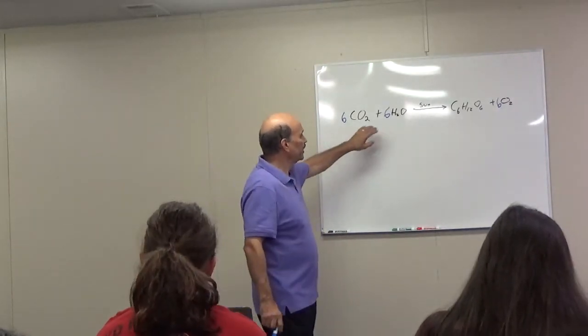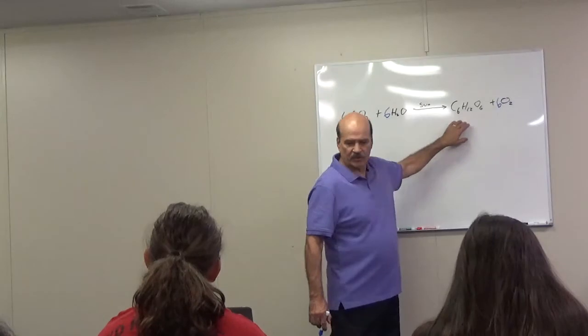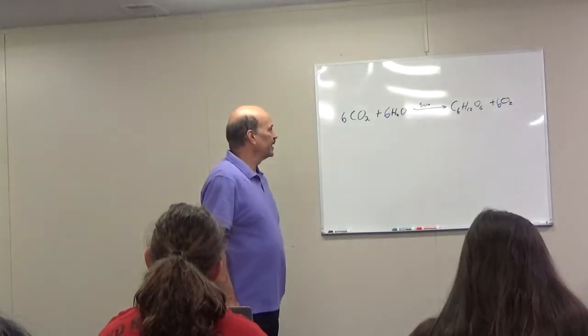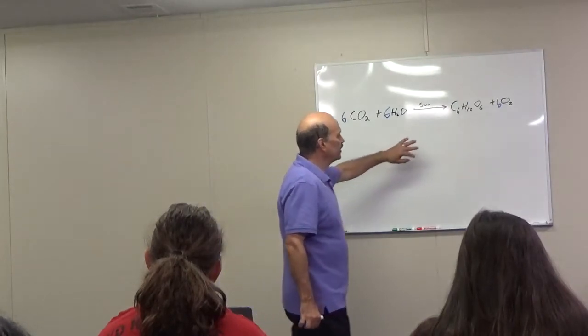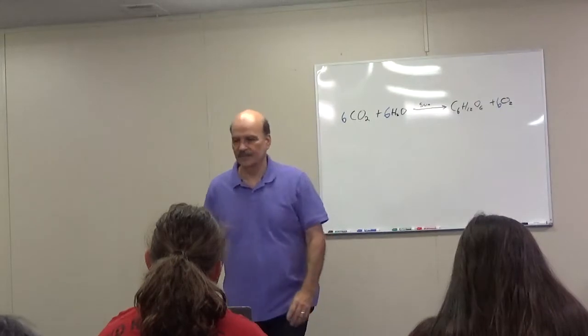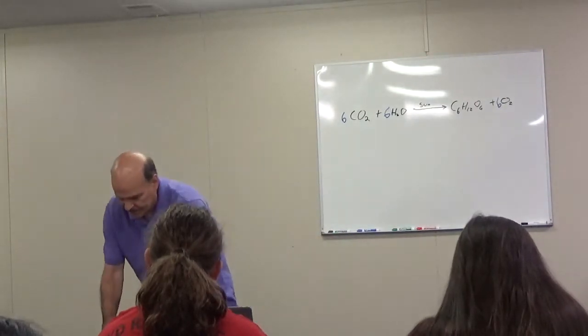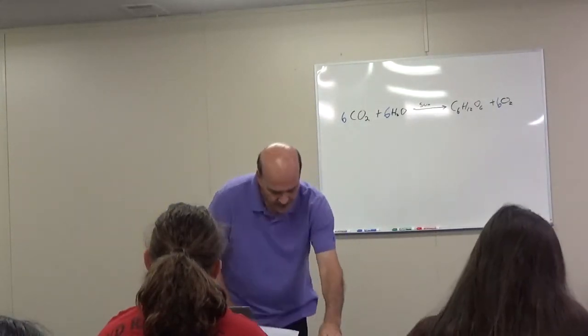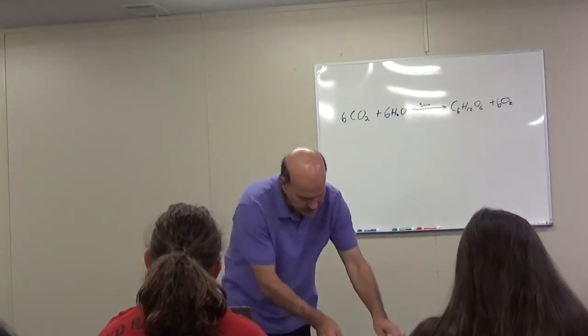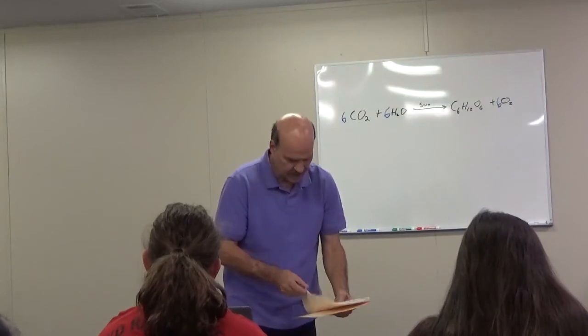This is carbon dioxide and water. This is sugar or glucose, and then oxygen. Now, there's other sugars that can be formed here besides just glucose, but we keep it simple. Any questions on that? Okay.